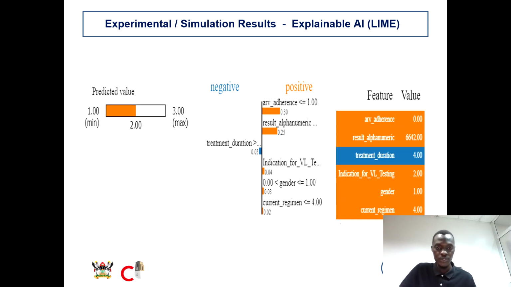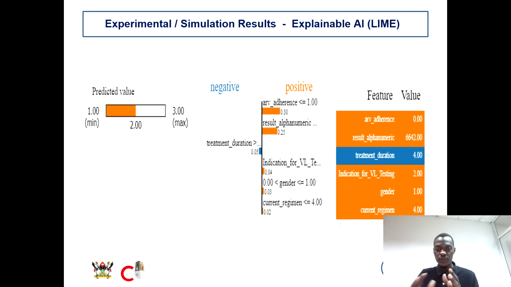Then realize that with LIME, our predicted value, we have in the middle, as you see, that is 2. Still, it is emphasizing. You can clearly see why treatment duration is on the left, meaning it is not of value when it comes to predicting the patients.